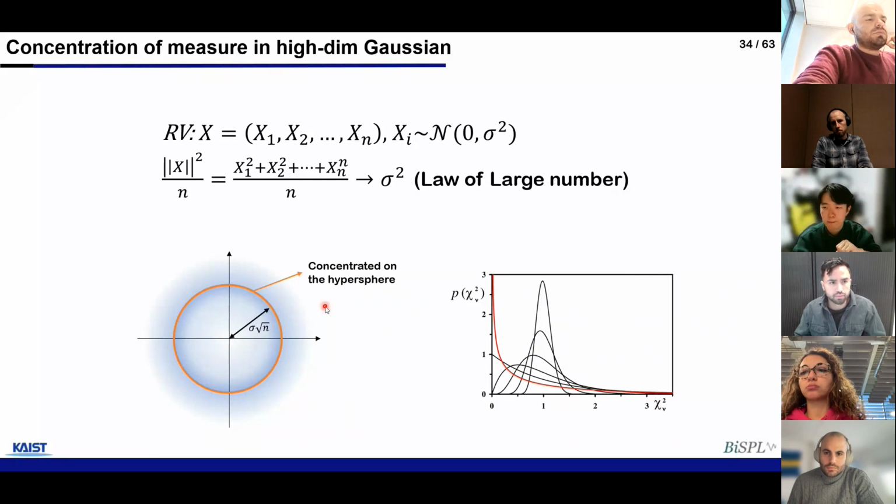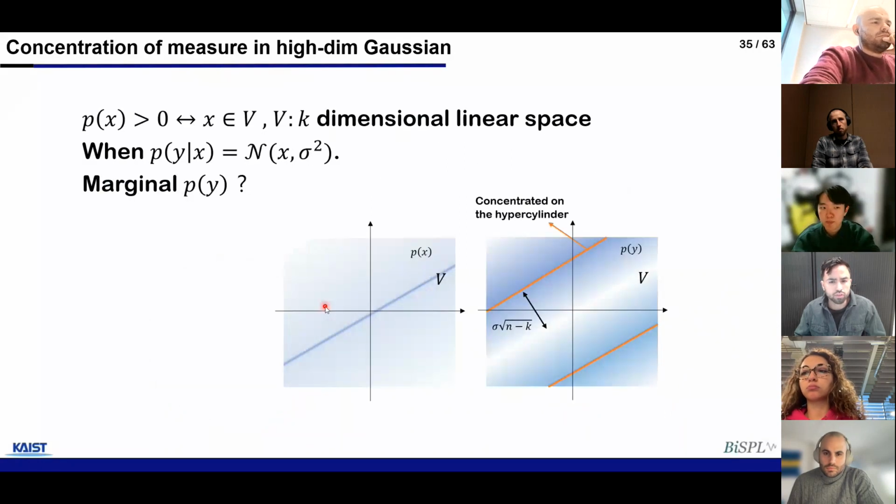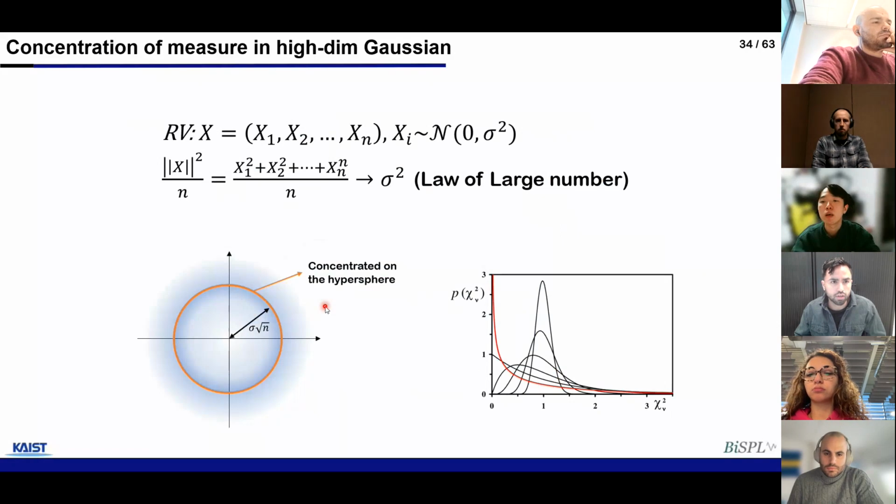Yeah, okay. So it's also due to the convolution, right? You can observe this as a convolution. Yeah.